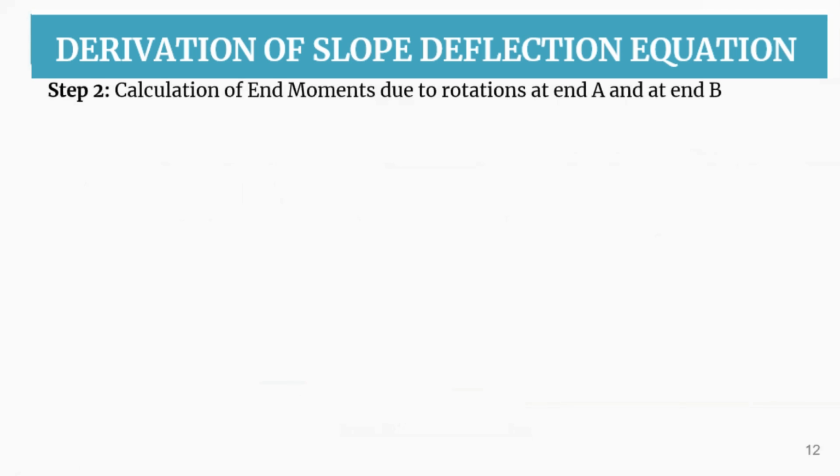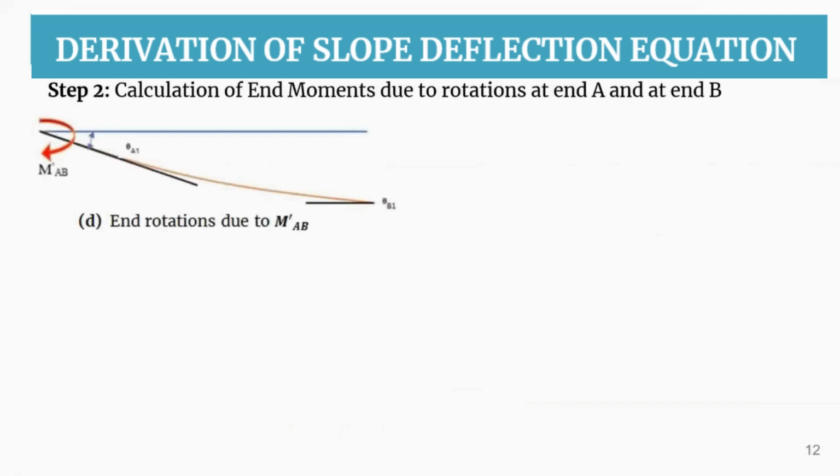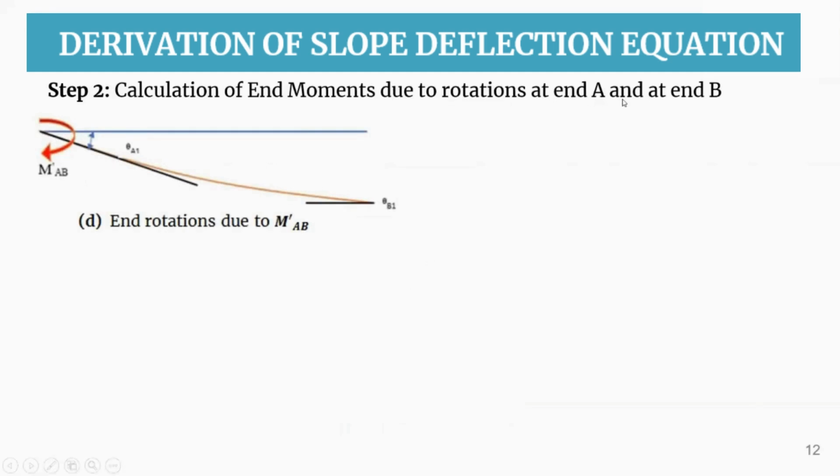And coming to the second step, you are going to calculate the end moments due to the rotations at end A and at end B. Here at end A, due to this moment M dash AB, the end rotations are theta A1 and theta B1.